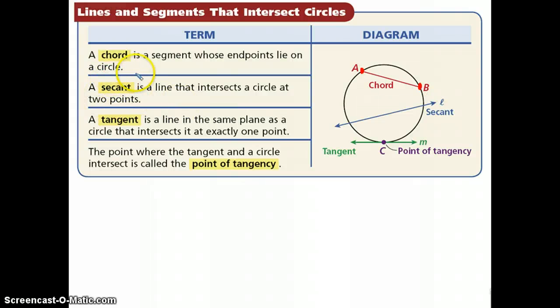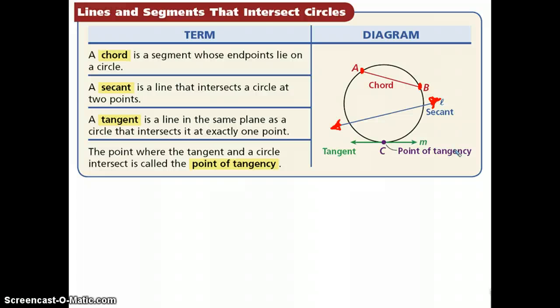A secant, and go ahead and copy that into your notes. A secant is a line that intersects the circle at 2 points. And you'll notice these arrows here, it keeps going on forever in that direction and forever in that direction. A tangent only intersects the circle at 1 point, and this point is called the point of tangency. We're going to learn some properties about tangents. They're really cool. The point where the tangent and the circle meet is the point of tangency.